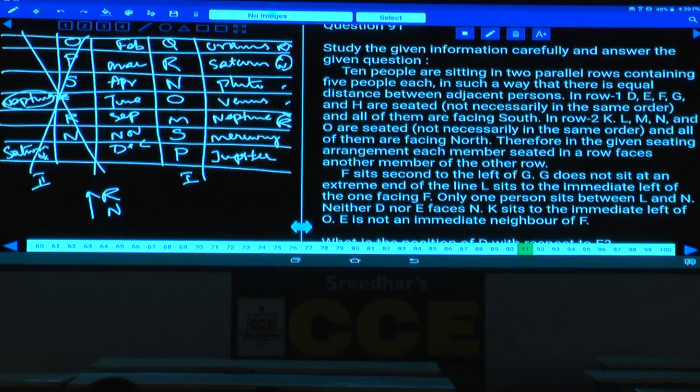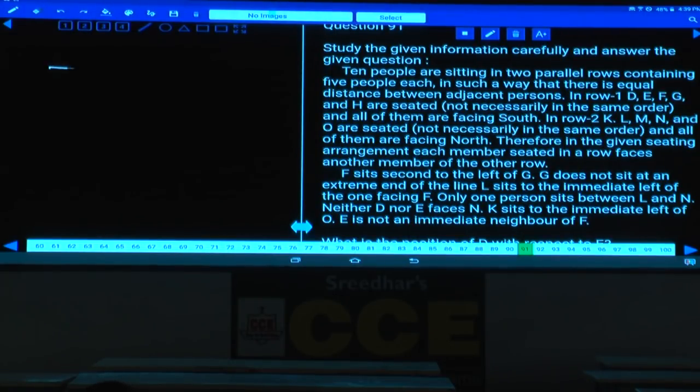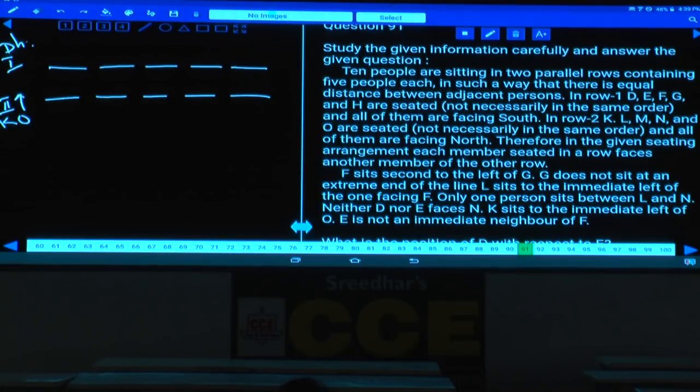Clear now? Now the information which is clearly provided: row 1 and row 2 are clearly specified. This is one row and this is the next row. Then in row 1, D, E, F, G, H are all facing south. Now this is row 2, and in this row 2 are K, L, M, N, O. K to O are the persons and they are facing towards north. The persons seated in row 1 face south and the persons seated in row 2 face north.